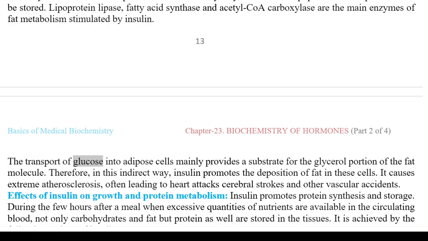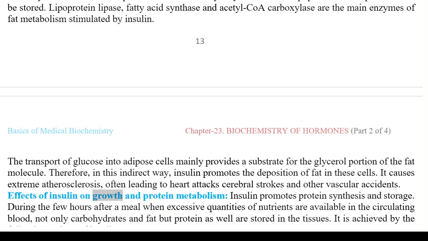The transport of glucose into adipose cells mainly provides a substrate for the glycerol portion of the fat molecule. Therefore, in this indirect way, insulin promotes the deposition of fat in these cells. It causes extreme atherosclerosis, often leading to heart attacks, cerebral strokes, and other vascular accidents.